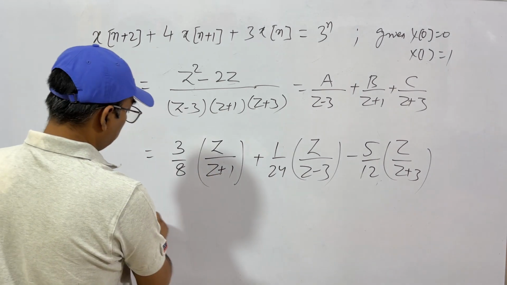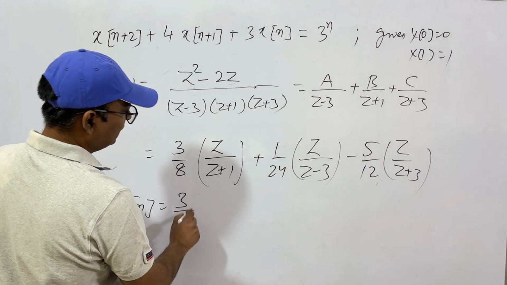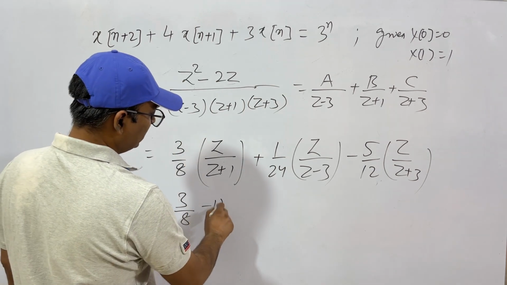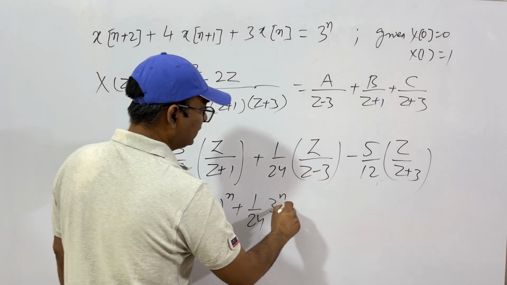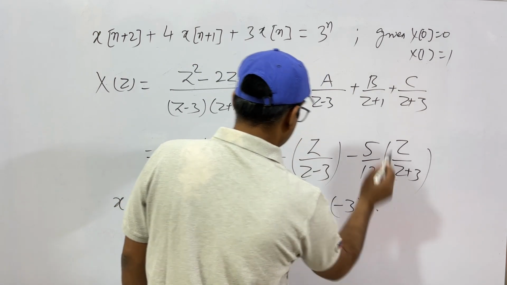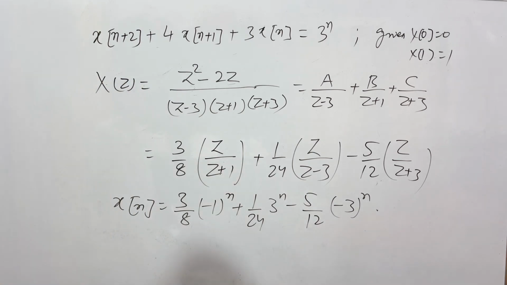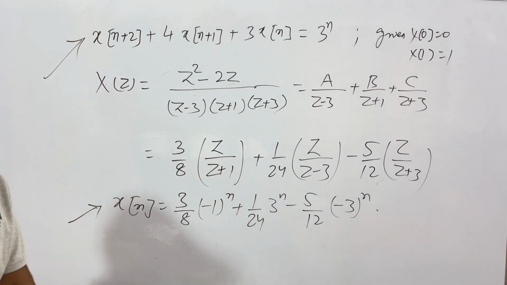And you know what the sequence will be? This will be 3 by 8 into minus 1 to the power n, plus 1 by 24 into 3 to the power n, minus 5 by 12 into minus 3 to the power n. So this is the sequence. So for this difference equation, the solution x(n) is this.